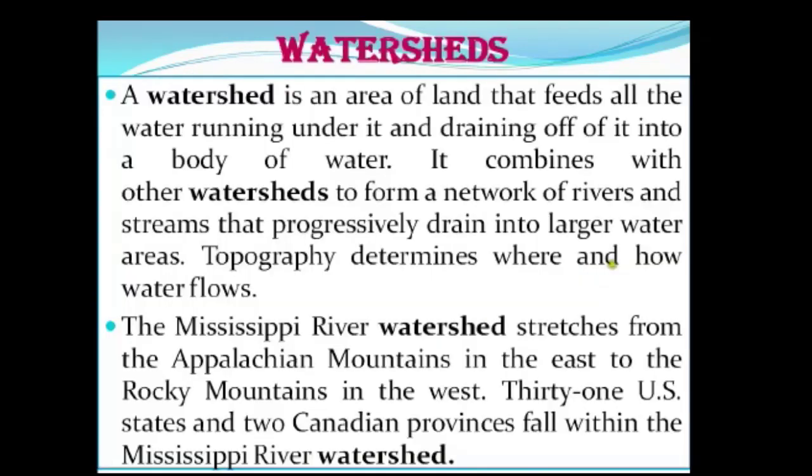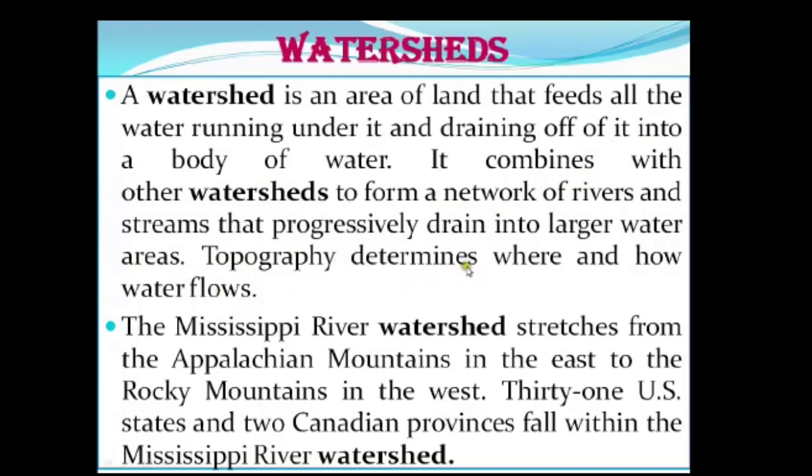The last part of today's lesson is watersheds. What are watersheds, and what exactly is the watershed of the Mississippi River? A watershed is an area of land that feeds all the water running under it and draining off of it into a body of water. It combines with other watersheds to form a network of rivers and streams that progressively drain into larger water areas.